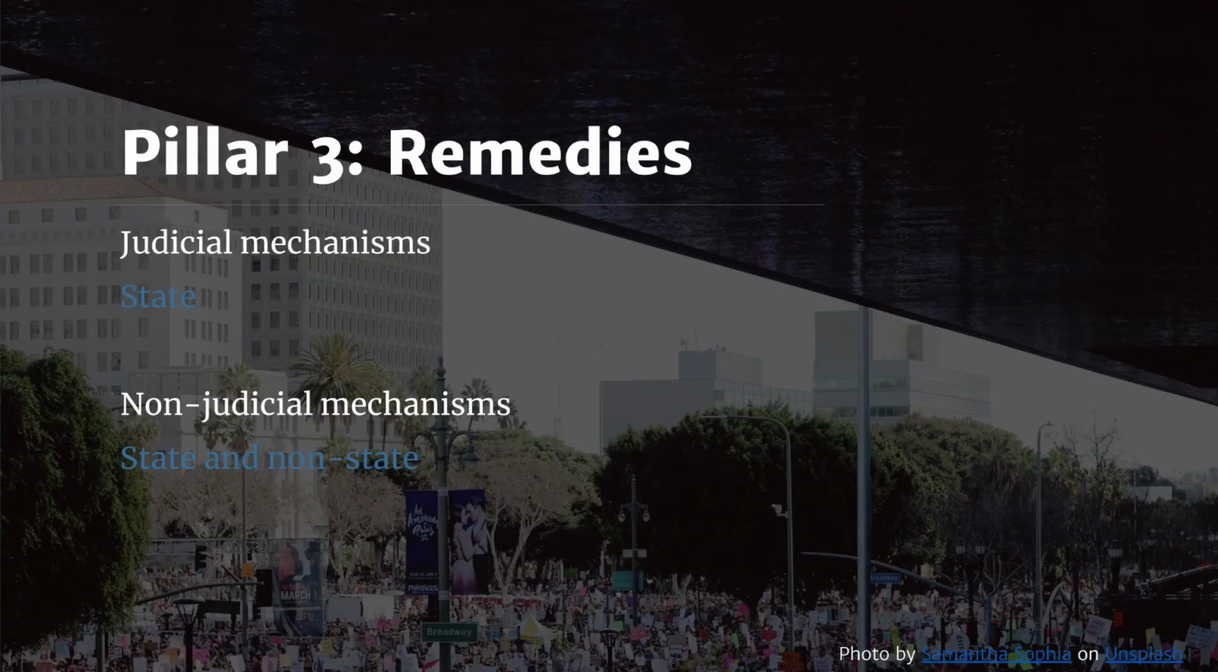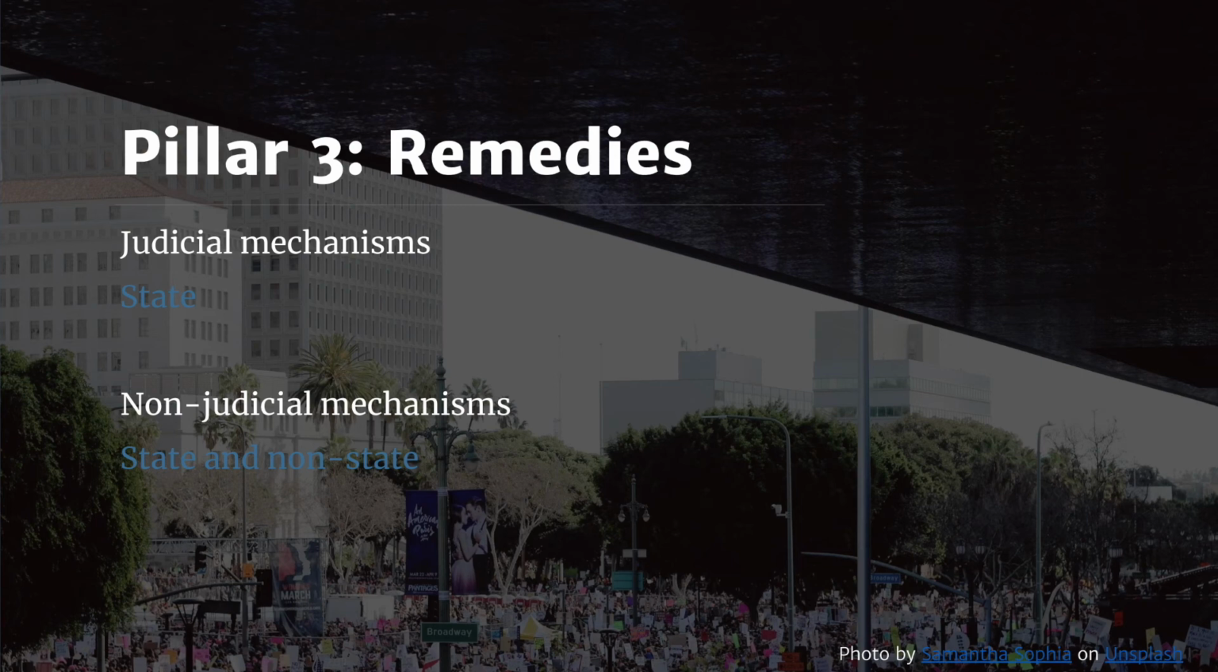Finally, let's look at Pillar 3, remedies. Under this pillar, states and businesses are obliged to ensure access to an effective remedy for victims of business-related human rights abuses. This includes access to both judicial and non-judicial remedies.